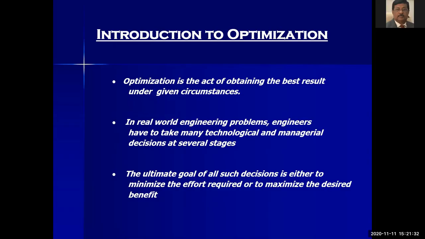So whatever may be the problem, we would like to minimize if it is an effort, and we want to maximize if it is a benefit. For example, it may be minimization of production cost, minimization of time, minimization of waste, like that. In case of maximization, it is maximizing the revenues, maximizing the profit, maximizing quality, like that. So either it is a minimization problem or a maximization problem.